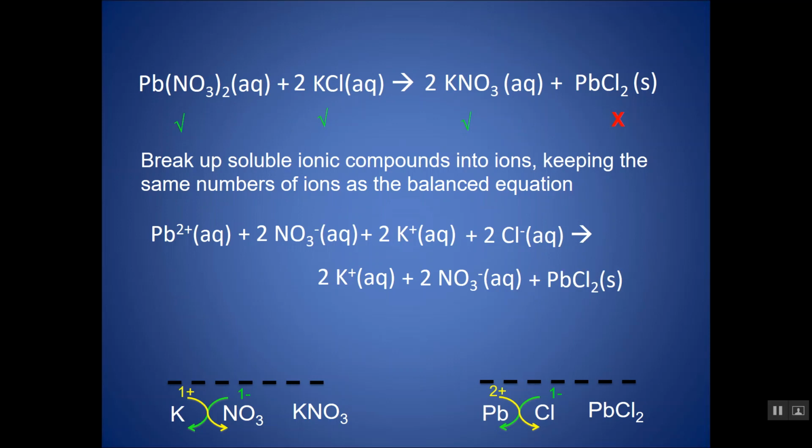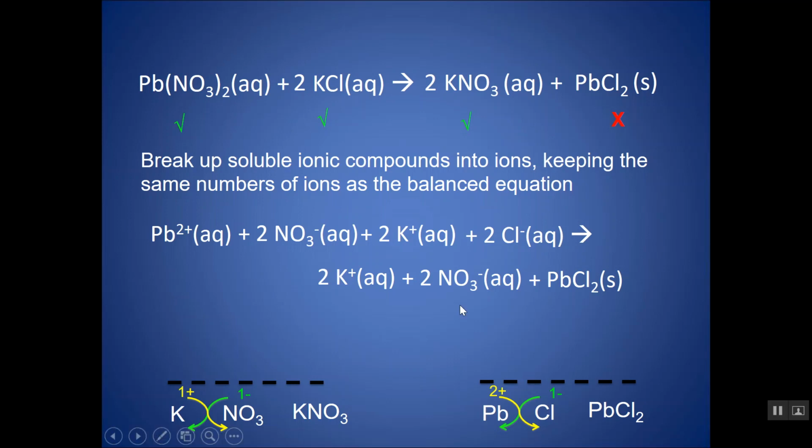I am not going to break it up, so I carry down any coefficient, any subscript, any phase exactly as is. This is what's called a complete ionic equation because you are completely breaking up every soluble ionic compound into its constituent ions. The next step to get to our net ionic equation is to look for any ion that's present on both the left and the right side of the equations.